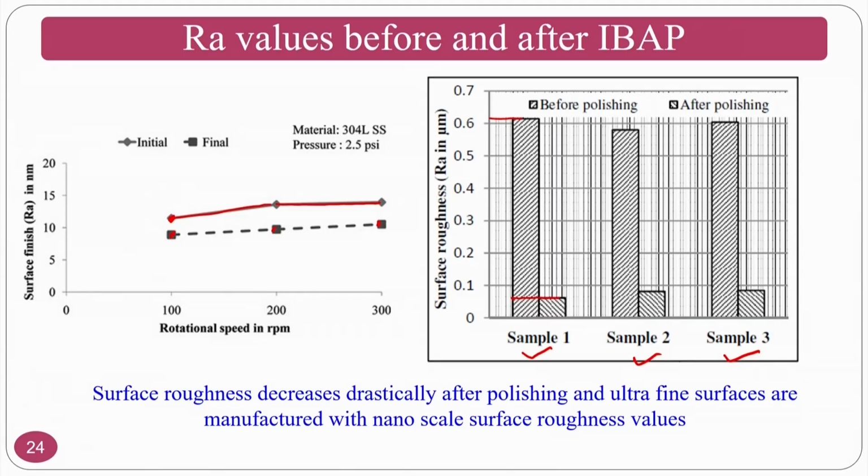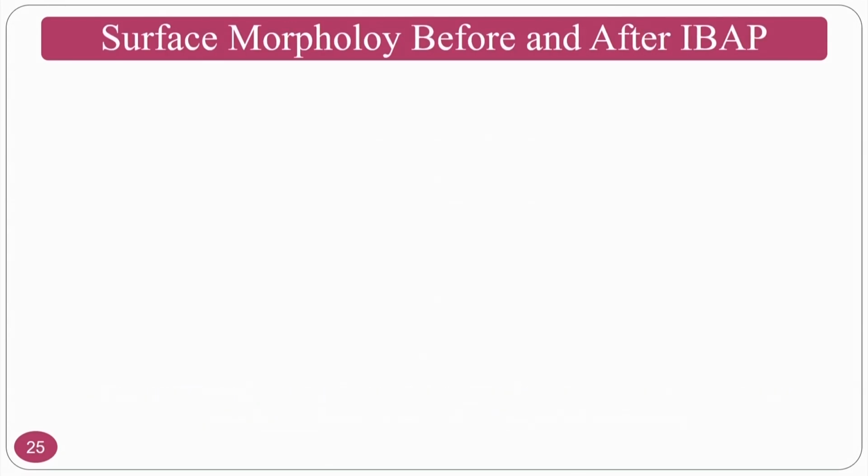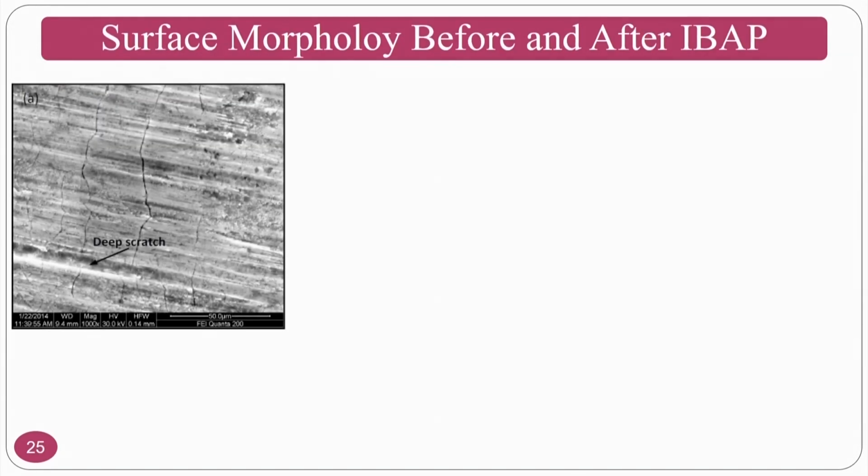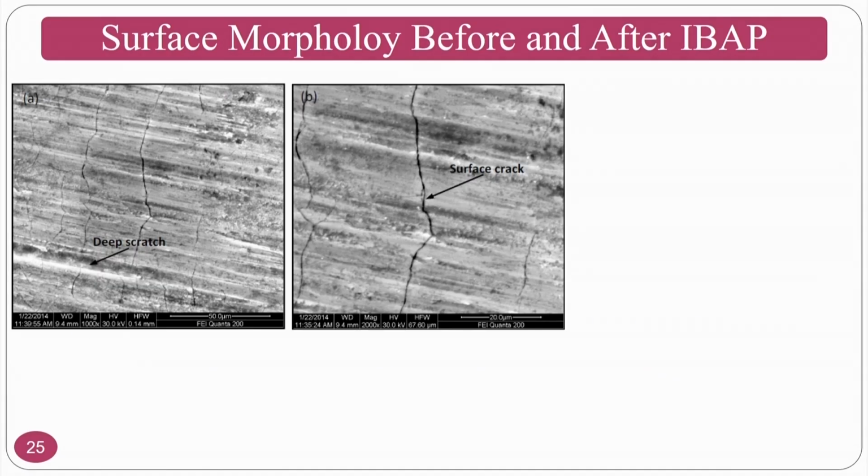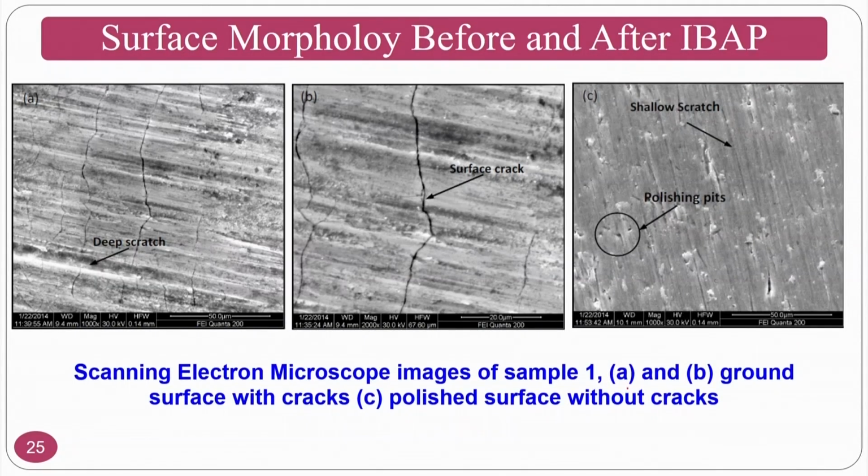Okay. The surface roughness decreases drastically after polishing. Ultra fine surfaces are manufactured with nanoscale surface roughness values. That means that from micron surface, that is nothing but 0.6 microns, you are reducing to 0.06. So it is a great improvement from the point of surface roughness. Okay. Surface morphology, if you see, these are the surface morphology before and after. So A and B are nothing but the ground surface cracks, and C is the polished surface without cracks.